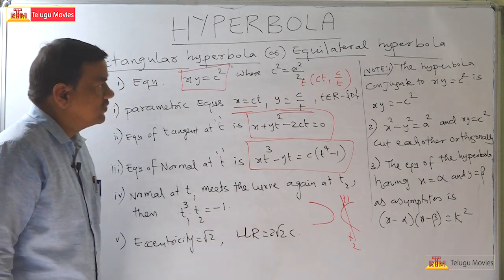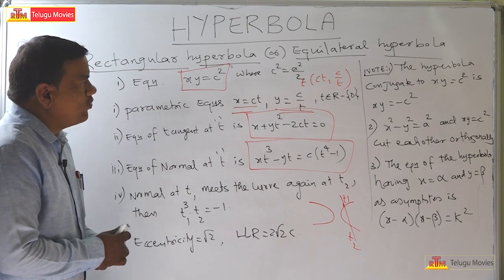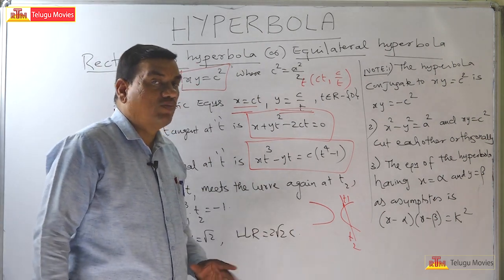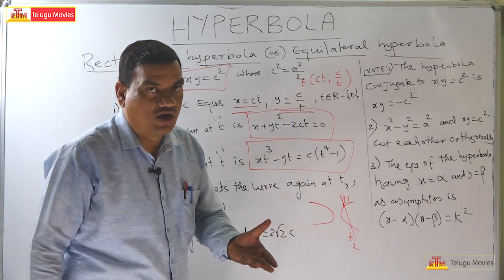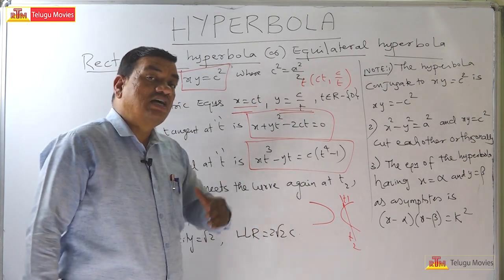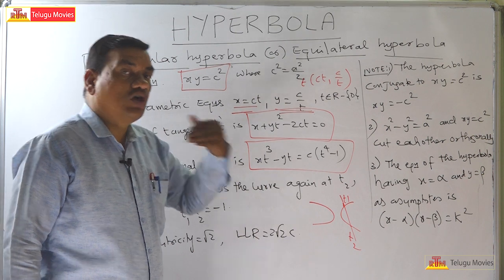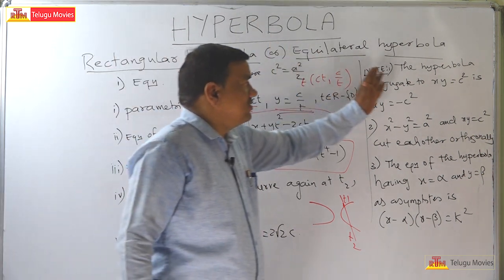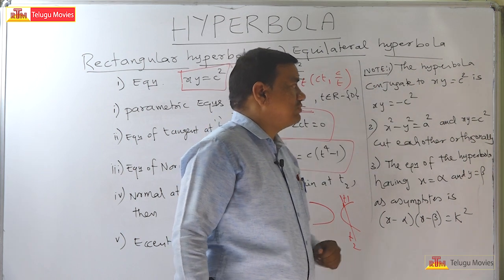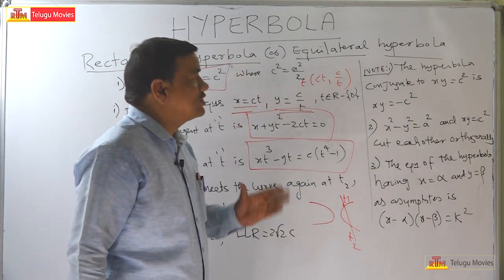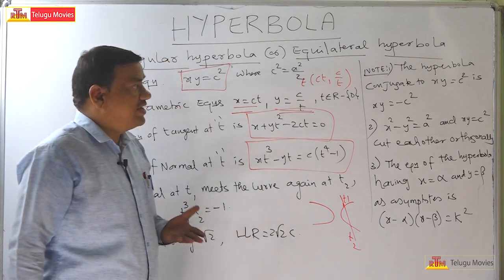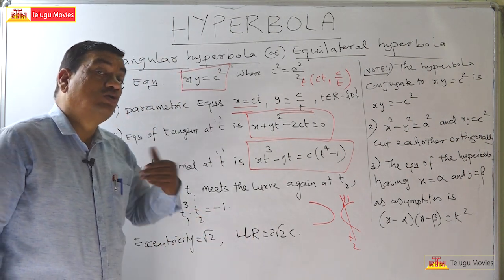Okay now, next one: for every hyperbola, even though it is a rectangular hyperbola, it will have a conjugate hyperbola. That means the transverse axis acts as the conjugate axis and the conjugate axis acts as the transverse axis. Then the hyperbola conjugate to xy is equal to c square is xy is equal to minus c square.